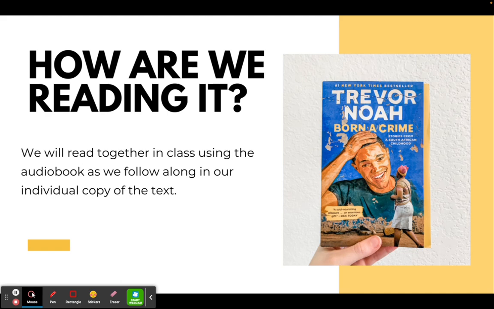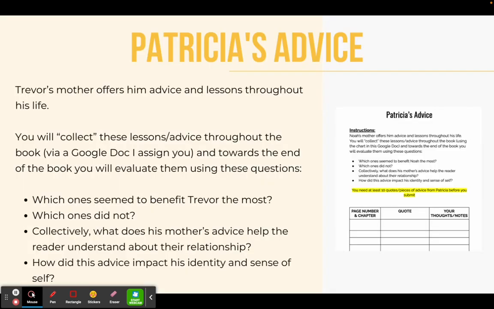How are we going to be reading it? We are reading it entirely in class. I am never going to ask you to go home and read. This will all be done in class. Ideally, we're going to read one chapter per week and roughly split it between, like, start the first half of the chapter on a Tuesday, Wednesday, and then the second half on a Thursday and Friday. And I have the audiobook, so you get to hear Trevor actually read it himself. It's hilarious. He's funny. You'll love it.